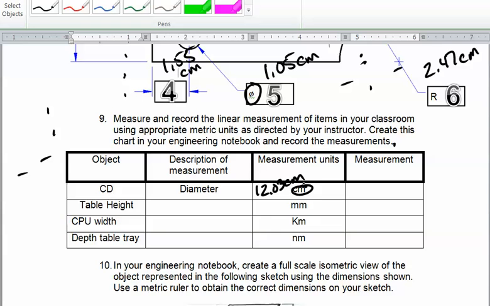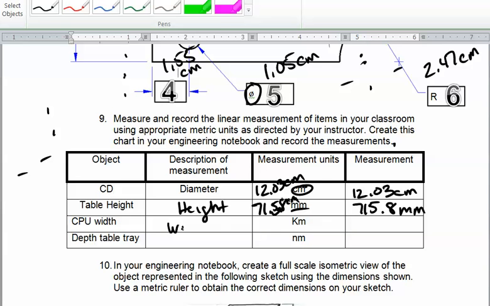Luckily, the unit they want me to write it in is centimeters, so I don't have to do any conversion. The table height, I was finding height, and I found it to be 71.58 centimeters. They want it in millimeters. Millimeters is one spot to the right, so I need to move my decimal one spot to the right, and I get 715.8 millimeters.